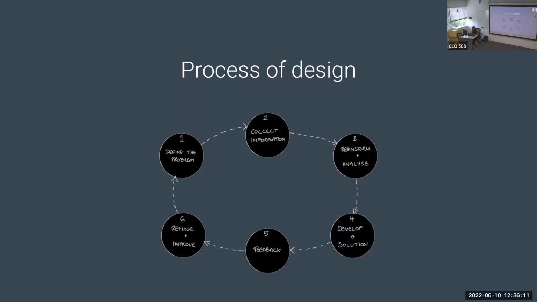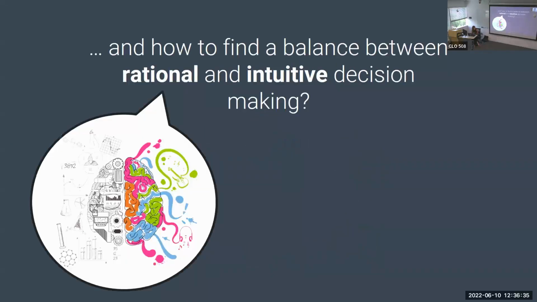Oh, good. So design, as you know, is a complex process. It's non-linear, and it undergoes various phases. You gather a lot of information during the design process and about the design problem, and you make various decisions based on experience and collaborative knowledge. So another question that we were targeting is how to find the balance between rational and intuitive decision-making in this process.